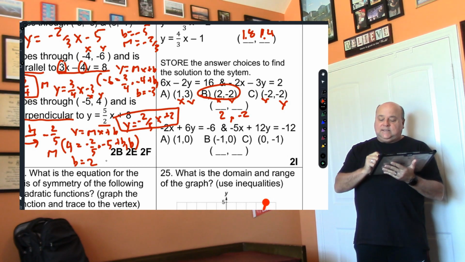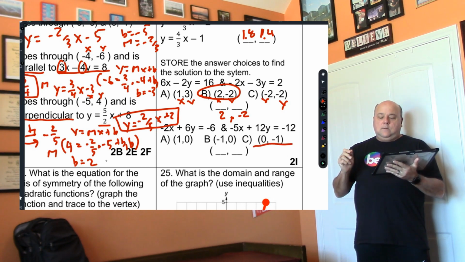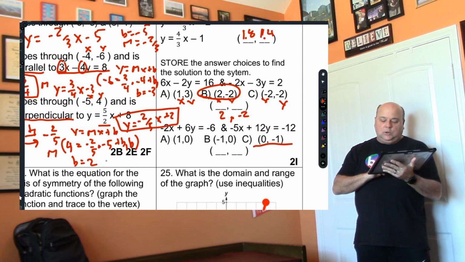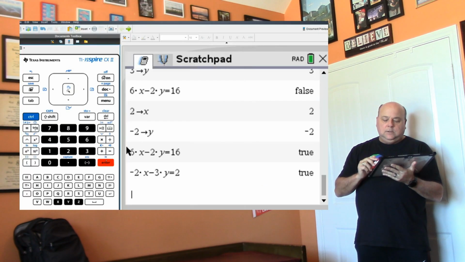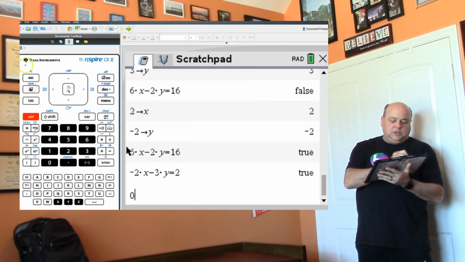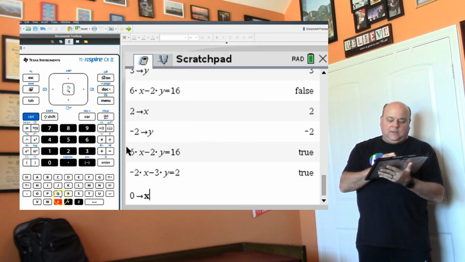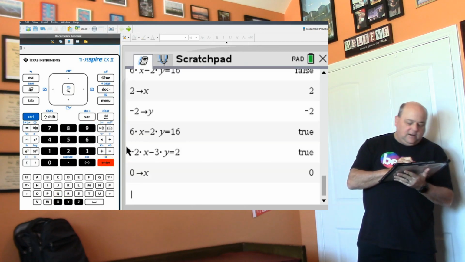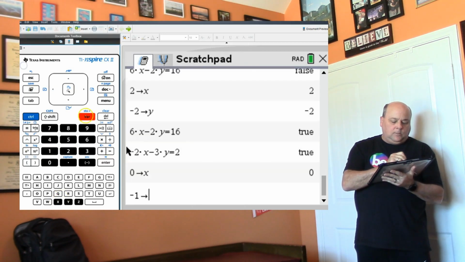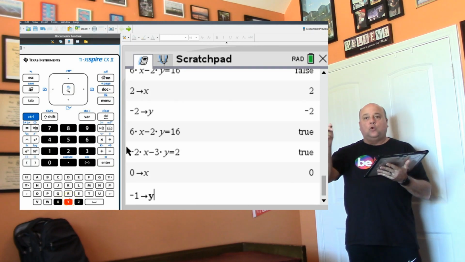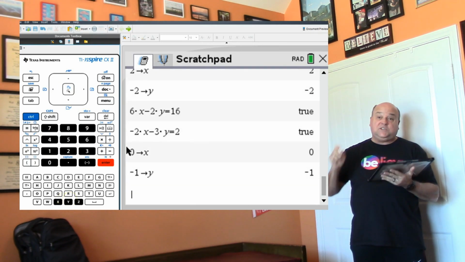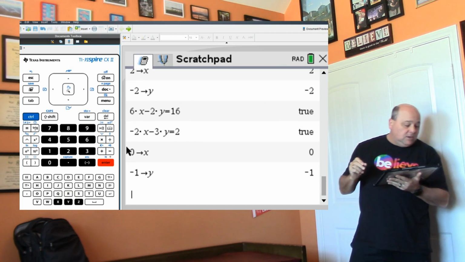Okay, so let's try C at the first, okay? Yeah, let's try C. So we're going to store 0 for X, 0, control variable X, and then we're going to store negative 1, control variable Y. So notice I've stored my point in, and I'm just starting off with C because I got a feeling that's going to be the right answer.